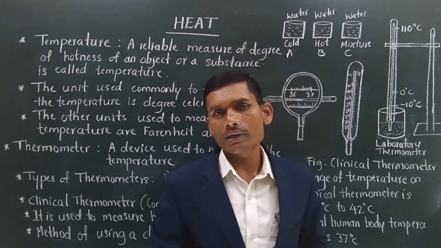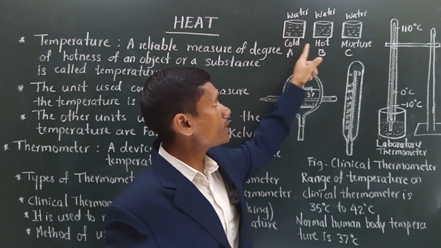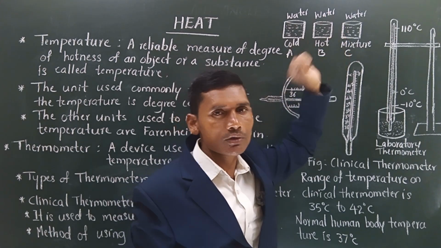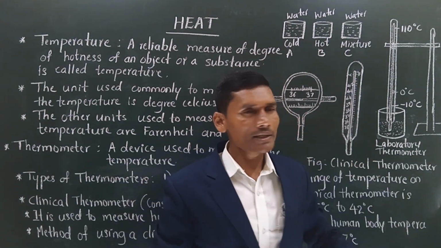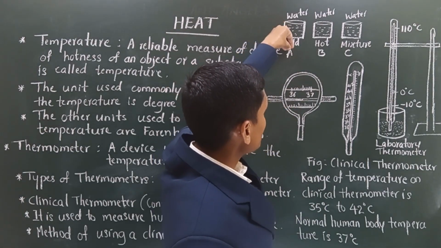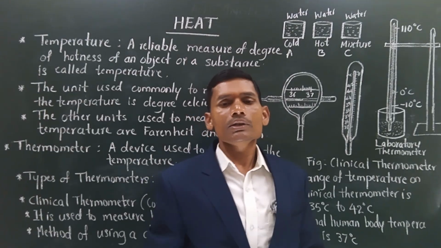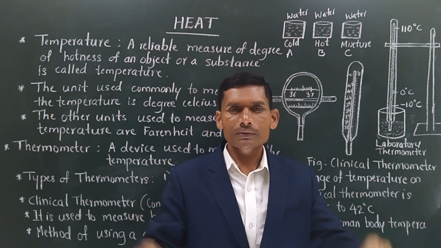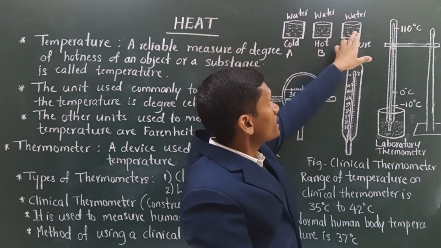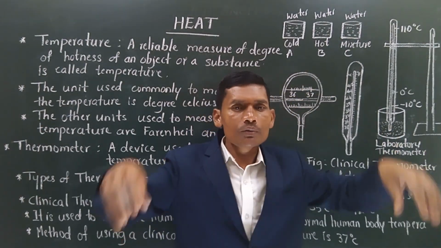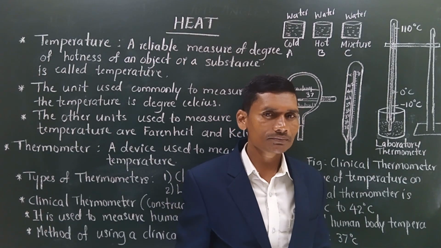In the third beaker, which we have named C, a mixture of hot and cold water is put. Now, let us keep both our hands in two beakers. Left hand in cold water, right hand in hot water, right? Keep them for 1 or 2 minutes. Immediately remove both hands and keep them in the third beaker, that is C. When you place both hands into that beaker, what do you feel?